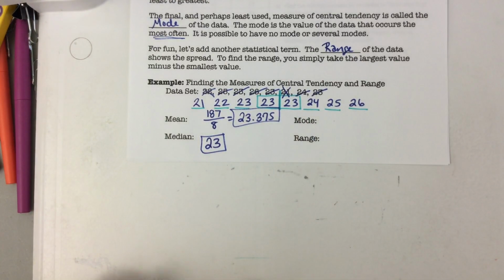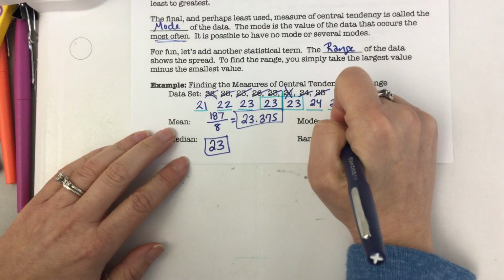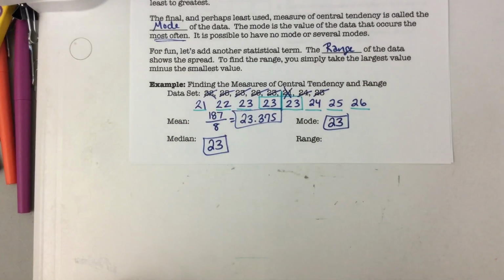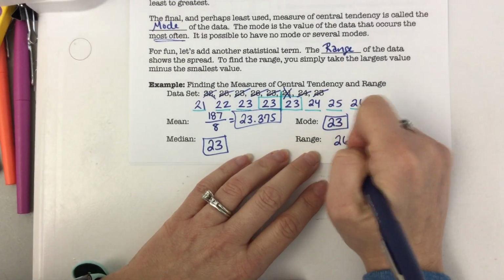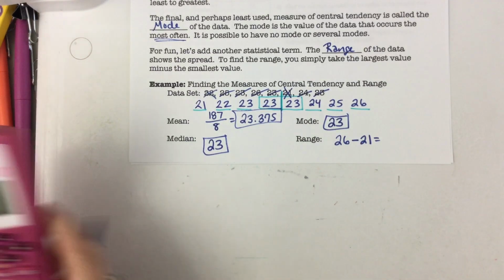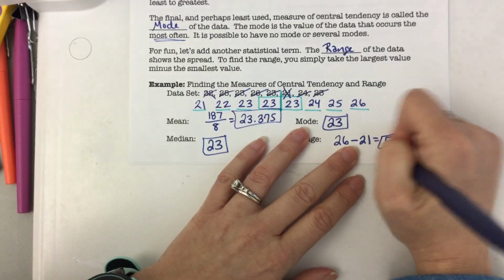Your mode, the number that occurs more often than the rest, is 23. 23 occurred 3 times. Everything else only occurred once. Your range, the largest value minus the smallest value: 26 minus 21 is 5.